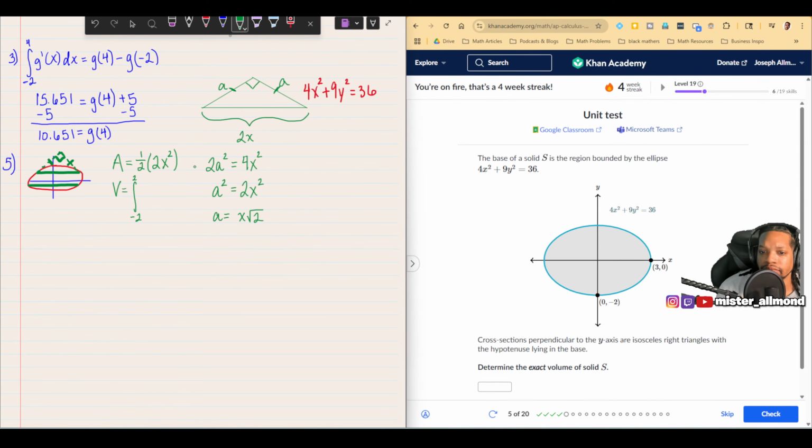And then that'll become 4x squared. So this is really just 2x squared. Yeah, we're just adding up a whole bunch of areas, because that's 2x, base times base. That's 2x squared. And then half it.